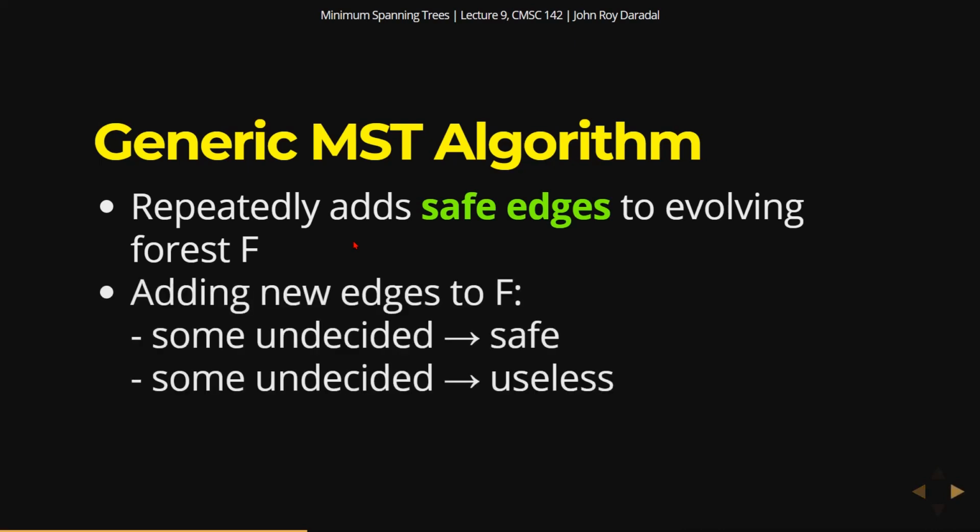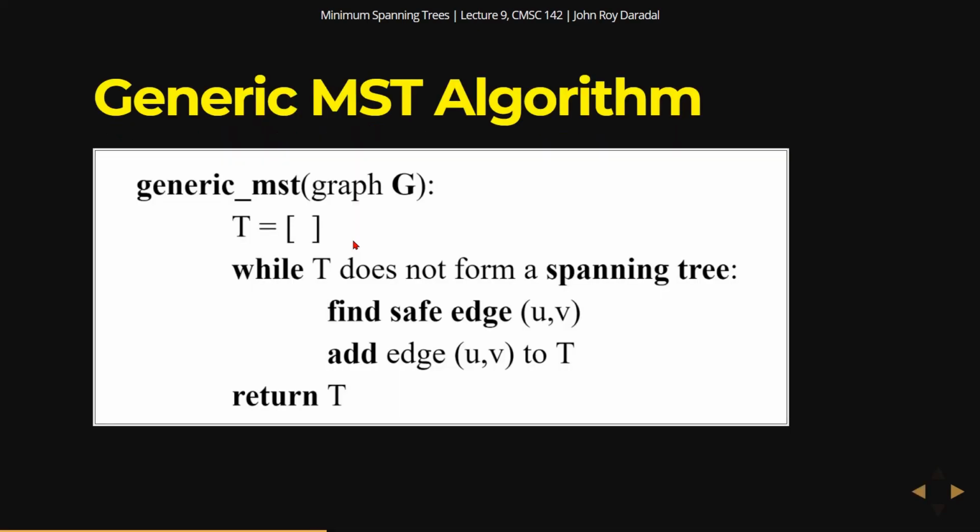and while doing so, if you add new edges to F, some undecided edges could become safe, and some undecided edges could also become useless. Okay, so the undecided ones could become either safe or useless as we evolve and add more edges to our forest. So putting all of that together, it would look something like this. T would be your spanning MST, and while T does not form a spanning tree, find the safe edge UV and you add that edge to the tree, and you repeat that until it forms a spanning tree.